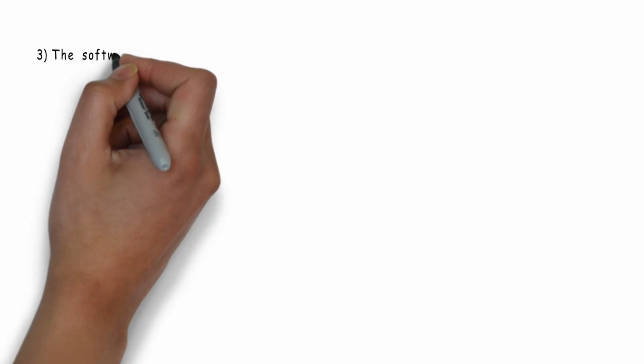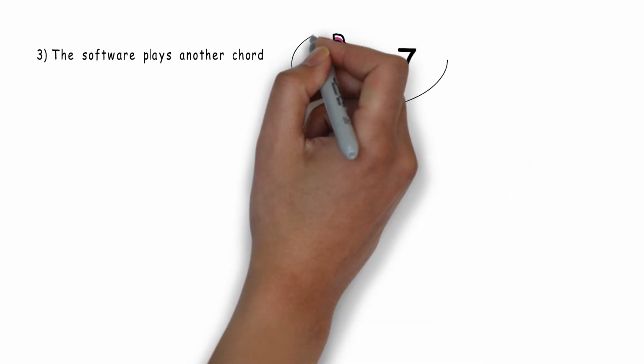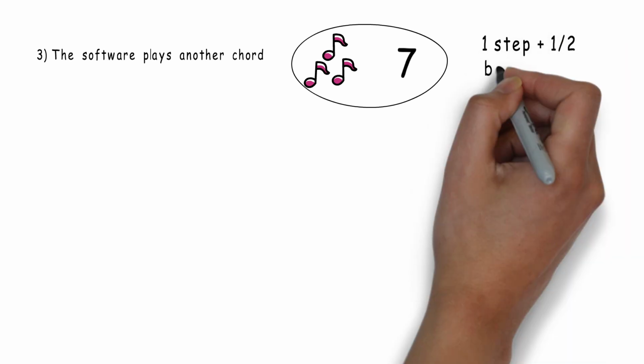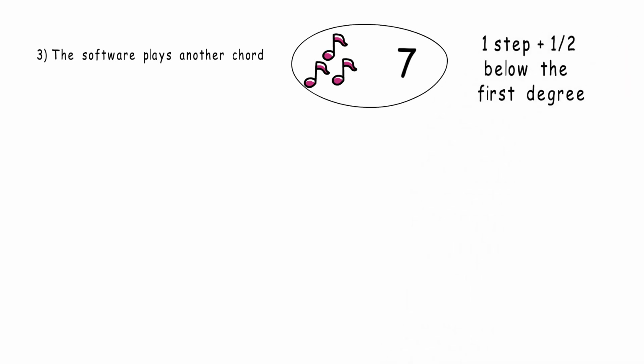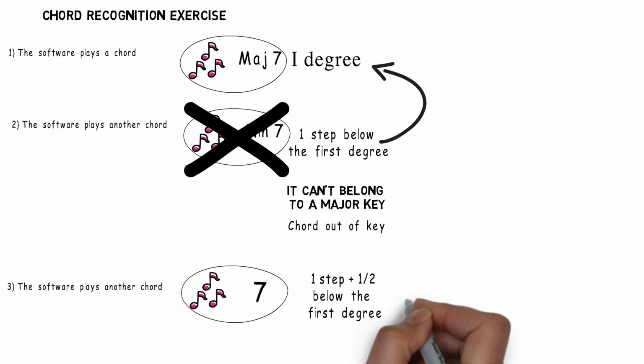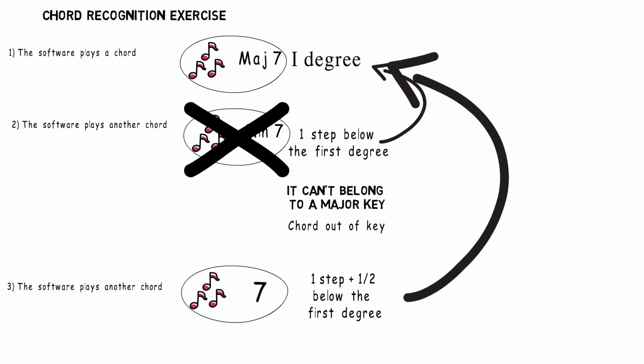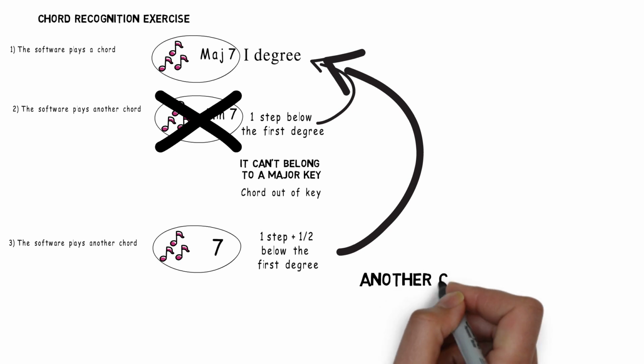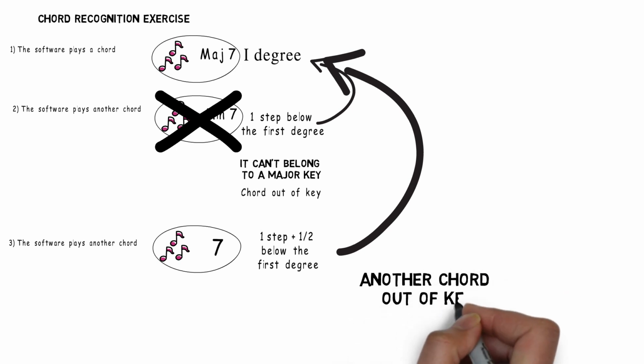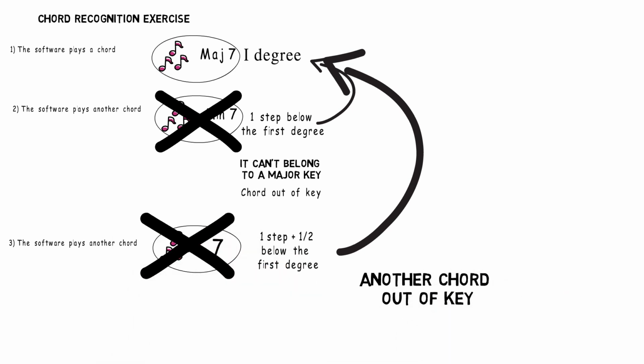Anyway, let's go on and our software will play another random chord. A dominant seventh chord, but it's a step and a half below the first degree that we heard at the beginning of the exercise. Yes, you get it. There isn't any key that contains a dominant seventh chord placed a step and a half below the first degree. I think you get the point. I've already been too repetitive.